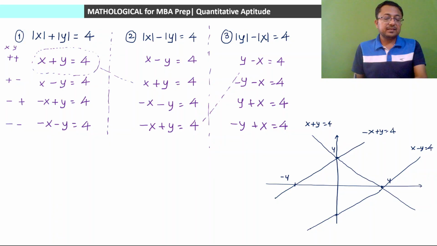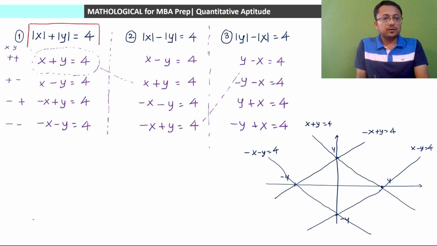And the last case, minus x minus y equal to 4, or x plus y is equal to minus 4. So when y is 0, x is minus 4. When x is 0, y is minus 4. So this is our last line, that is minus x minus y is equal to 4, or x plus y equal to minus 4. Now in the first case, for our first equation, mod of x plus mod of y equal to 4, when x and y both are positive, then x plus y equal to 4 should be the line.